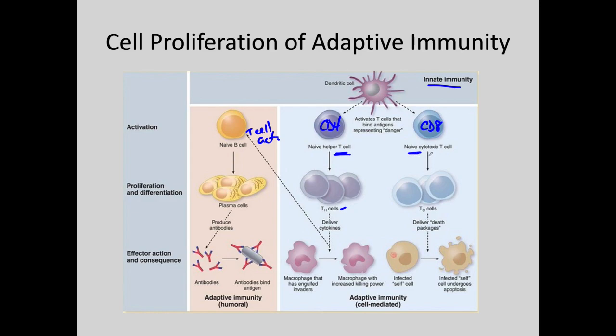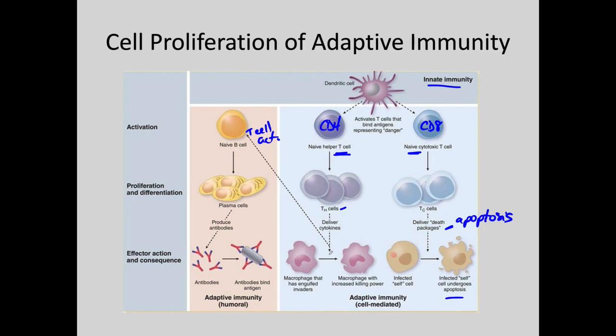Cytotoxic T cells do not activate B cells. They immediately begin proliferating and moving out into circulation to get to wherever a virus or intracellular infected cell is. Cytotoxic T cells deliver apoptosis messages. They go out and they tell our cells that are infected, usually by viruses, to undergo apoptosis.